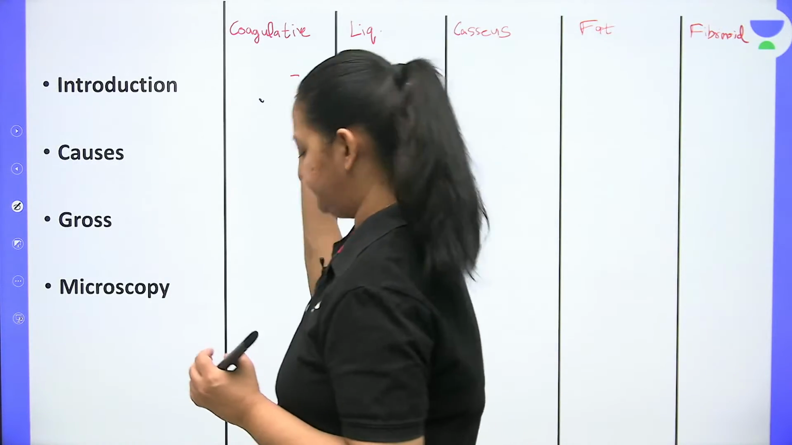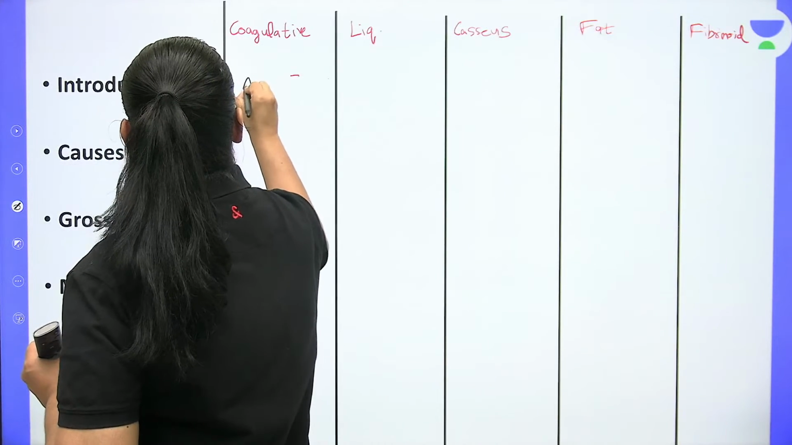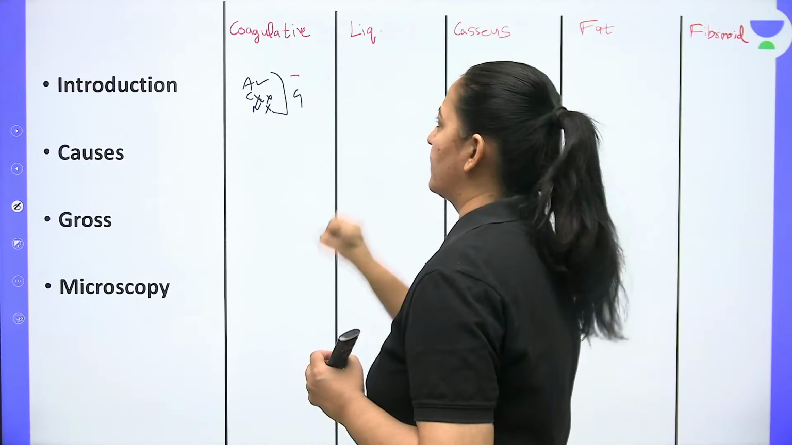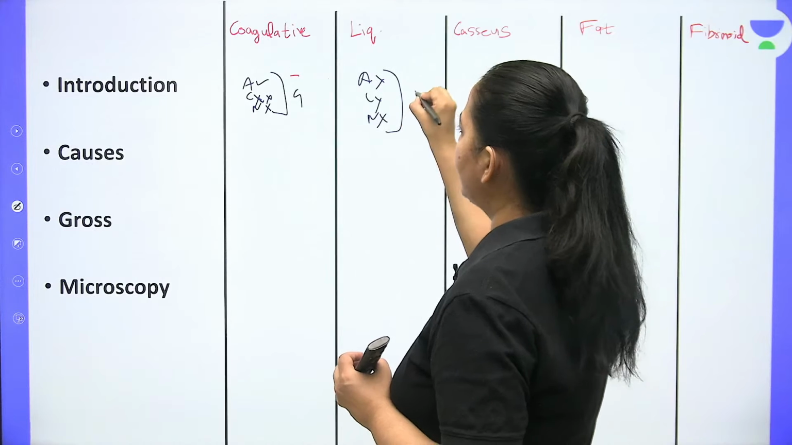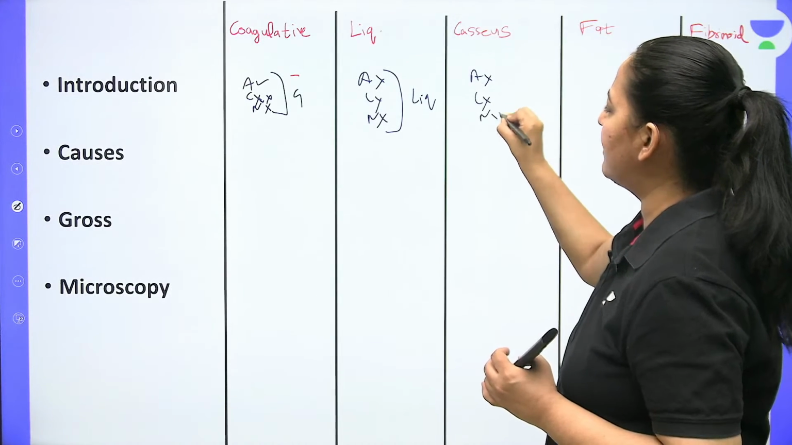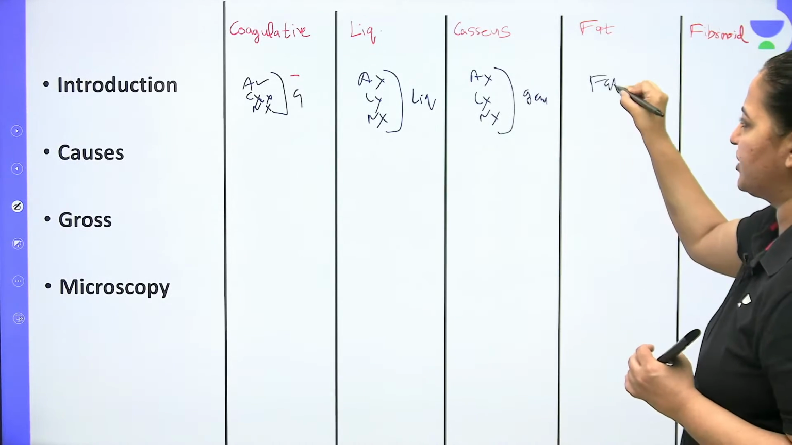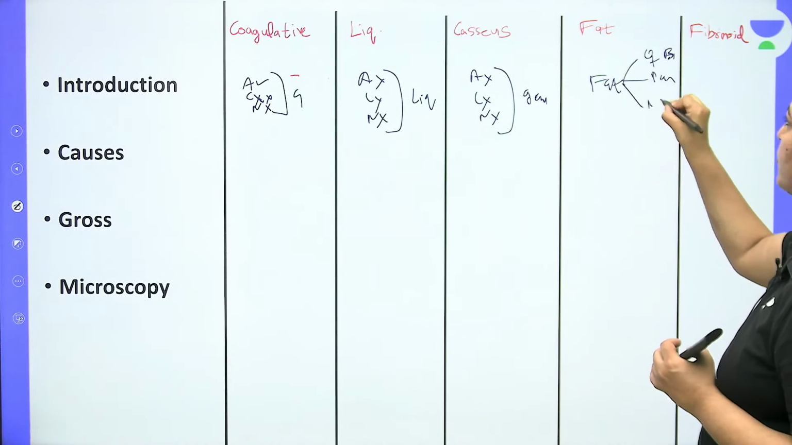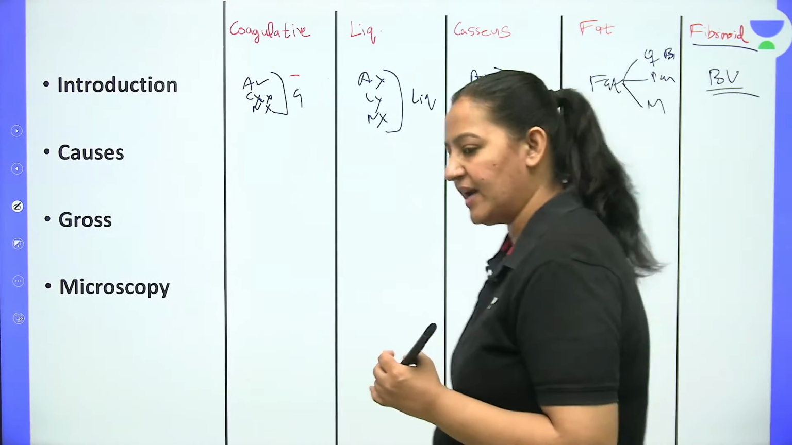Yes, architecture is maintained, but cytoplasmic and nuclear details are lost. So cells are ghost or tombstone. Here architecture, cytoplasm, nucleus, everything is lost and cells are converted into liquefied debris. Here also architecture, cytoplasm, nucleus, everything is lost and cells convert into granular debris. Here it occurs in fat-rich locations, that is female breast, pancreas, and mesentery or omentum. Here it occurs in the wall of the blood vessel in the media. That is the definition.